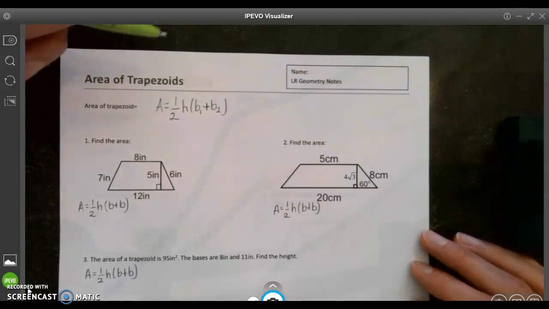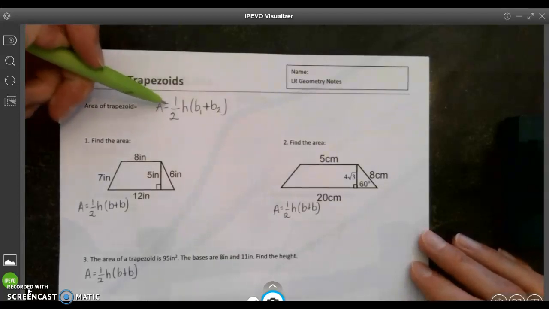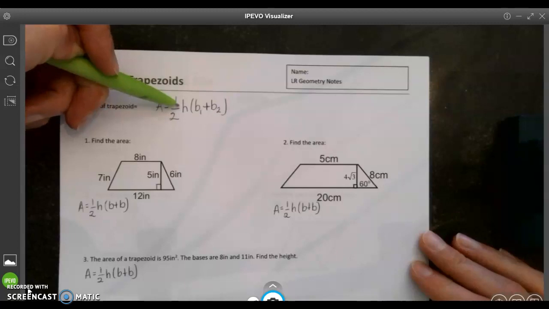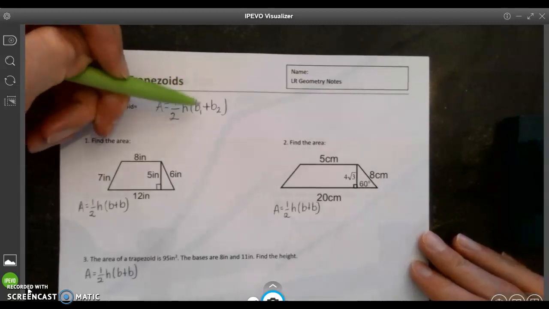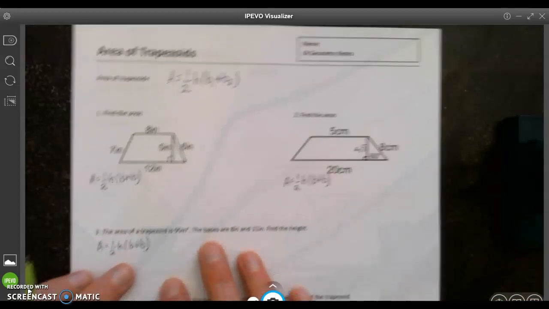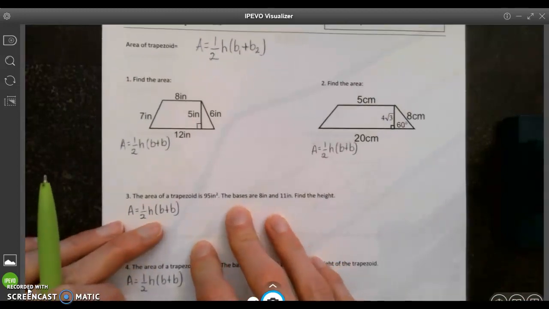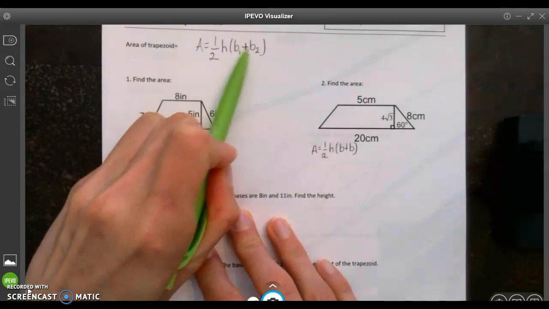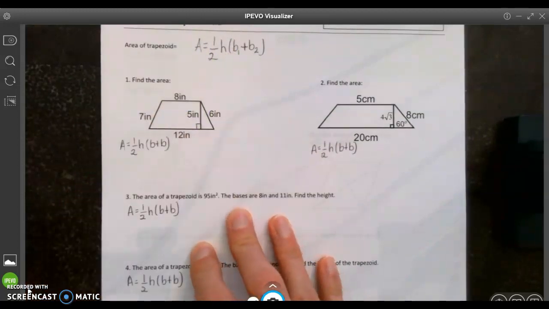Trapezoids. We'll start with the formula. Area equals 1/2 of the height times base 1 plus base 2. So if we look at this first trapezoid, we have a lot of information. We want to try to find the height and the two bases, base 1 and base 2.